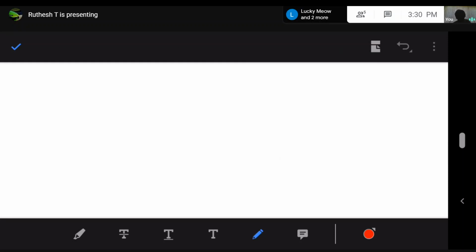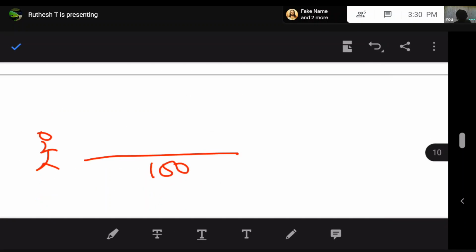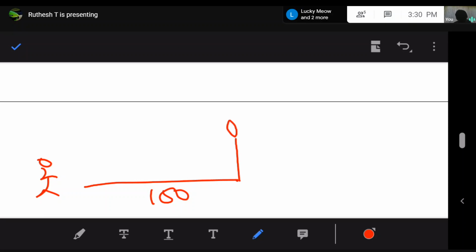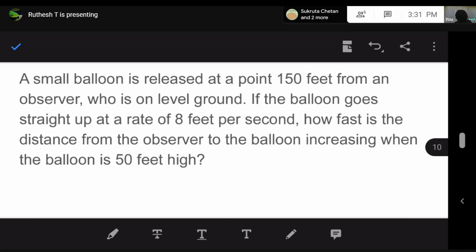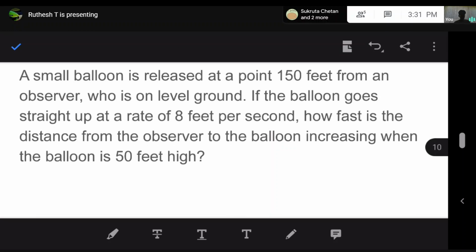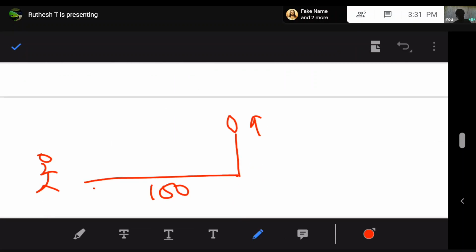So to do this, let's first draw a picture. There's this guy standing here, and then a balloon is released at this point 150 feet away, and then there's a balloon that's going up, and you want the rate of increase of the distance from the observer to the balloon. Let's call the height of the balloon x and the distance from the observer to the balloon y.